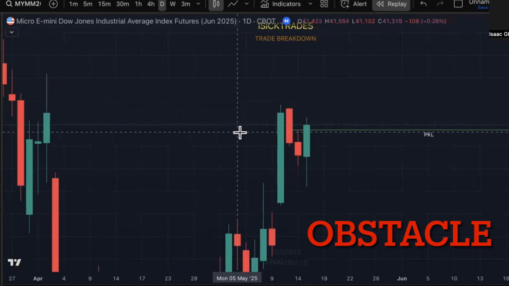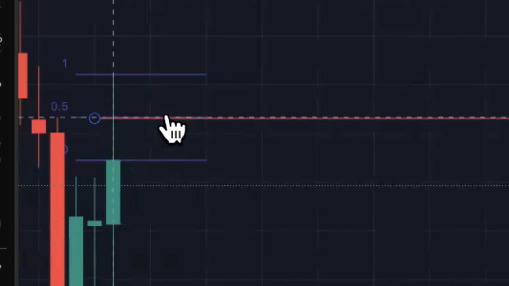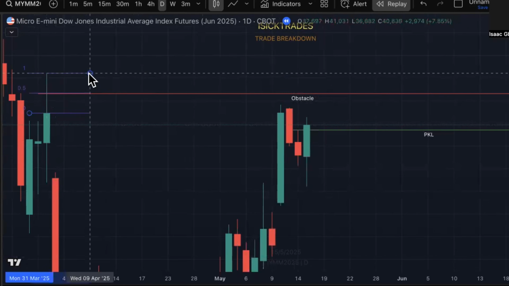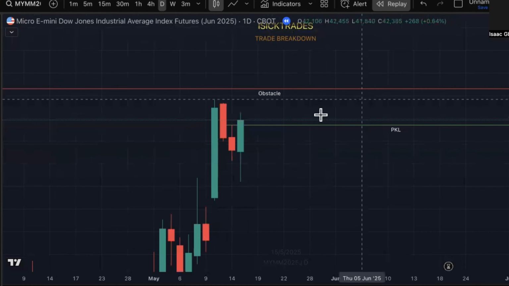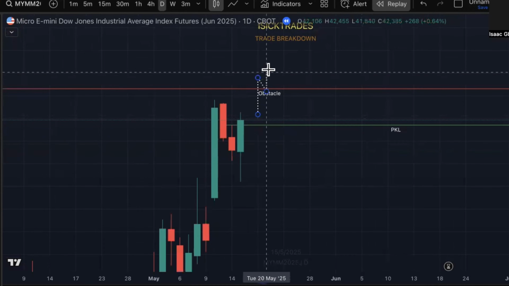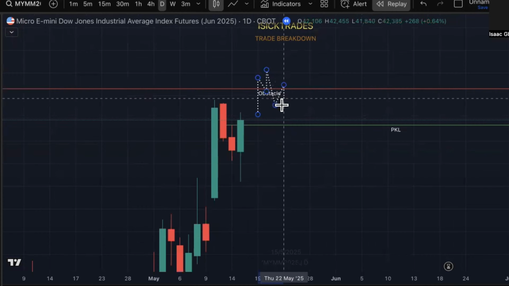Next, we're going to find our obstacle. Now, the nearest obstacle I can find will be 50% of this wick. So this is an area where we can expect one or two things. Either we cannot come to our pro key level and we come here overnight, and during the day we actually just sell off, right? You just do this all day.